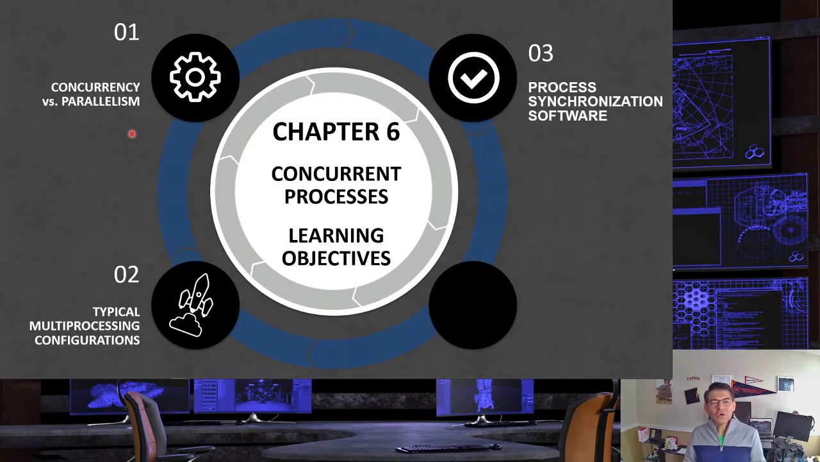So concurrency versus parallelism is the first objective that I want to accomplish during chapter 6, and then we move to typical multi-processing configurations, and finally the process synchronization software. So those are our high-level objectives for chapter 6, which is going to be a quick chapter because we cover much of the concepts during chapters 4 and 5 that are also part of chapter 6.